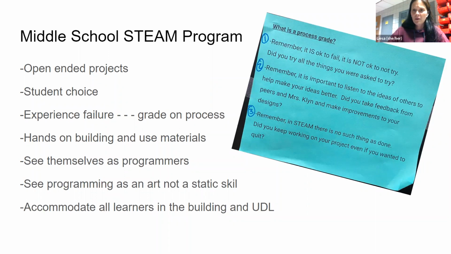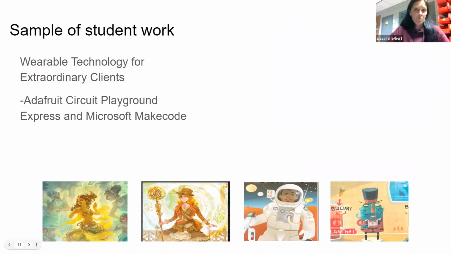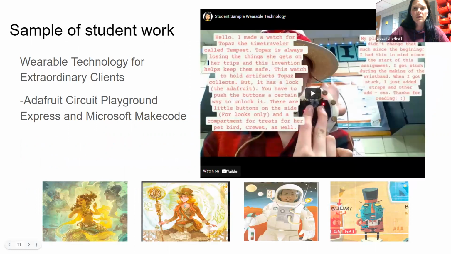I'm gonna skip ahead to the next slide and show you a little example of what one project looked like. This was a project that our students worked on this year. The prompt was design wearable technology for extraordinary clients. The students were given 19 different clients to choose from. You're seeing 4 of them down below: a mer person, a time traveler, an astronaut, and an evil genius. There was also a robot and a spy and a fairy. There were just all kinds of pictures of characters.